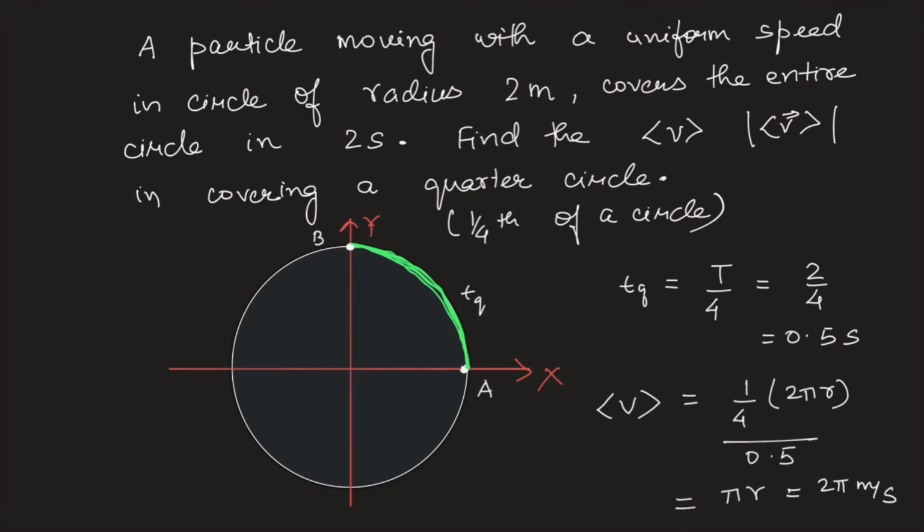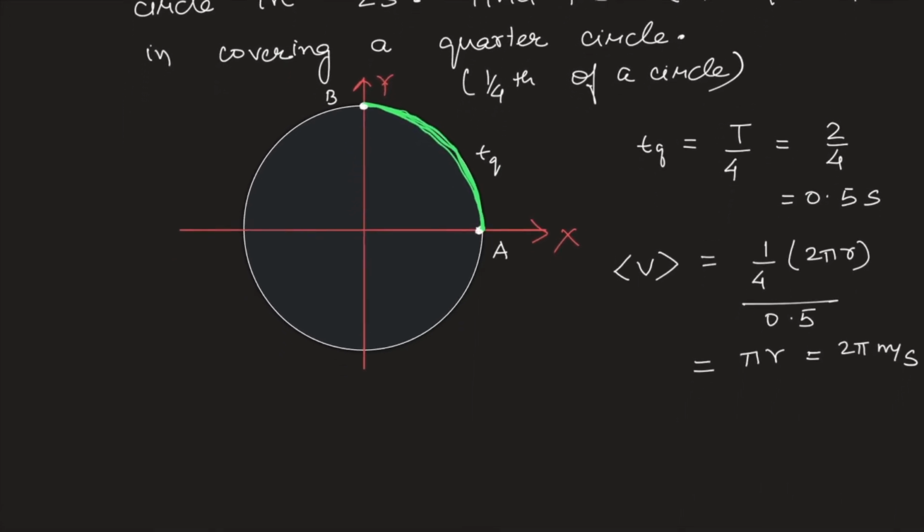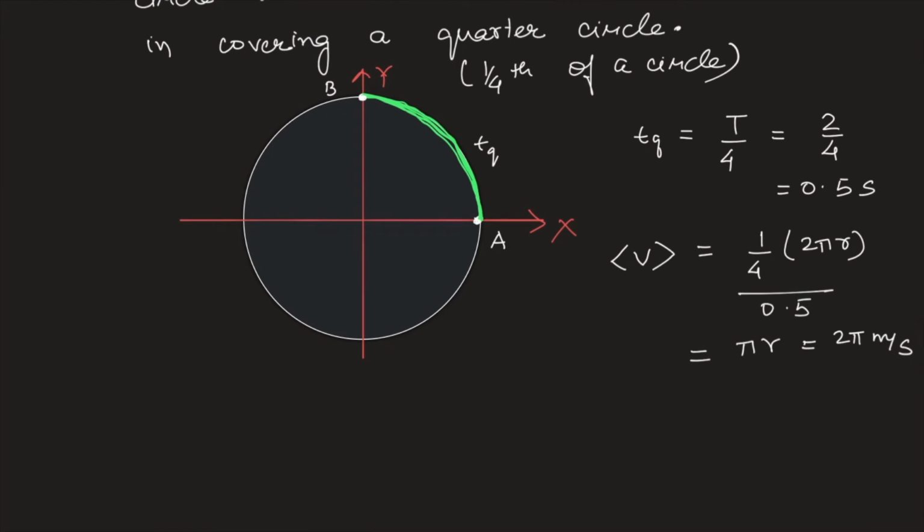Now we intend to find the average velocity, and in order to do that, all we have to do is find out the displacement. So this is going to be your displacement. And how do we find out your displacement? The displacement is 2 meters, this is 2 meters, this is 90 degrees. So obviously by Pythagoras theorem this becomes 2 root 2 meters.